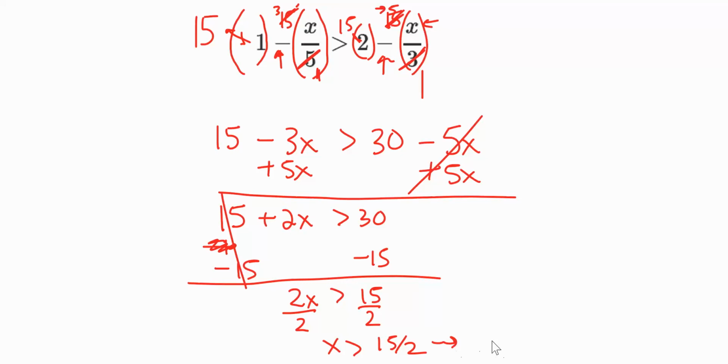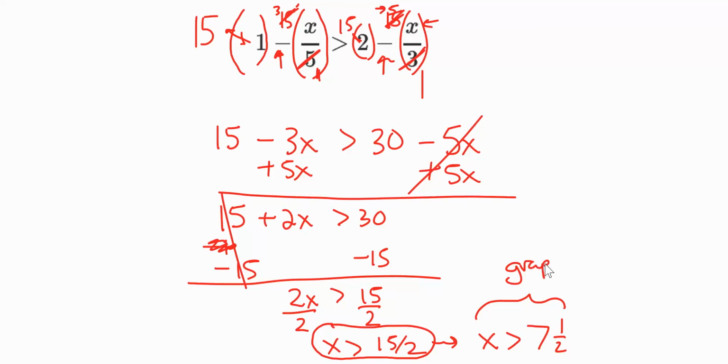All right, really what's going to happen is as I graph this here, 2 goes into 15 7 times and 1/2. So which one to put? This is the one you want to put for your answer right there. But when you're graphing, you want to think of that as 7.5.